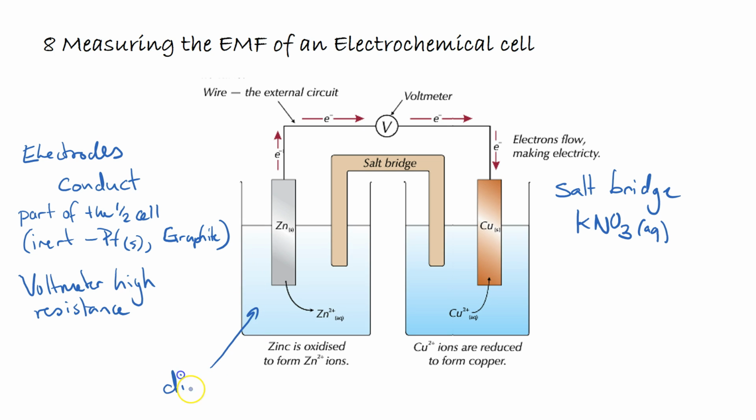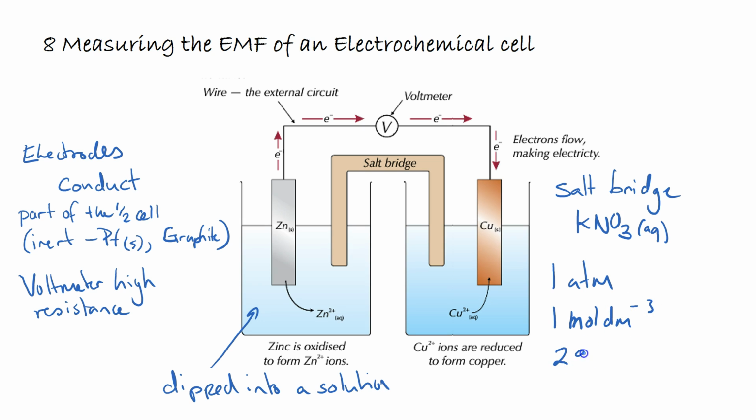Each of your electrodes needs to be dipped into the solution again. If they're not dipped into the solution, then they're not going to be part of the cell and you're not going to have a complete circuit. The standard conditions for creating and measuring the EMF of an electrochemical cell is 1 atmosphere. Your solution should be 1 mole per decimeter cubed and the temperature should be 298 Kelvin.